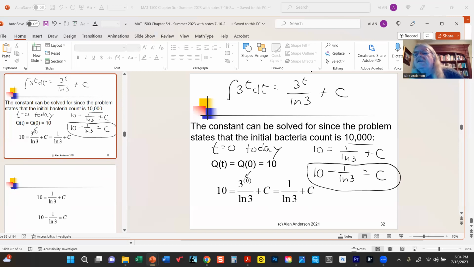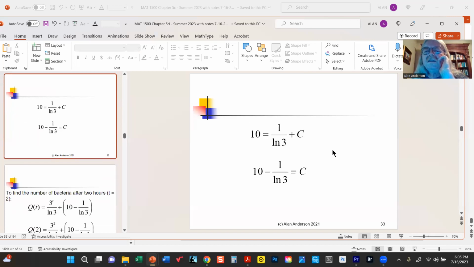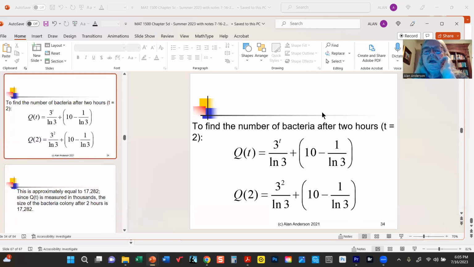So in other words, we need a specific value. It's not enough to have a constant in our result. We're looking for the actual amount of bacteria at a particular point in the future. So since we now have the appropriate constant, that means that our function can be written as Q of t is 3 to the t over log 3 plus the constant. So after 2 hours, or any number of hours for that matter, we can plug in a value for t and just solve it.